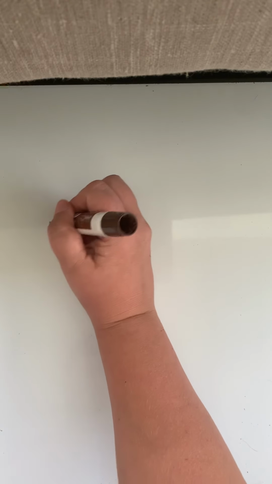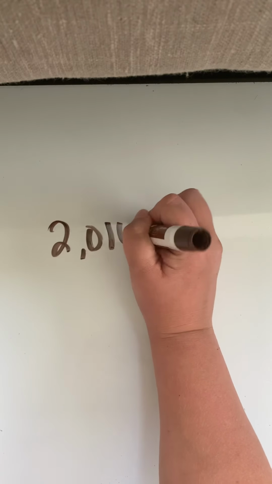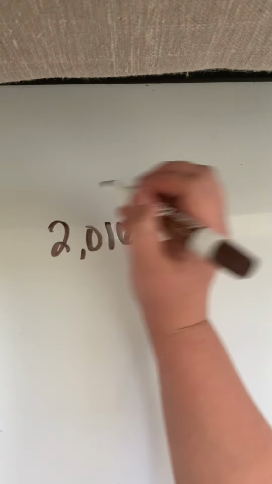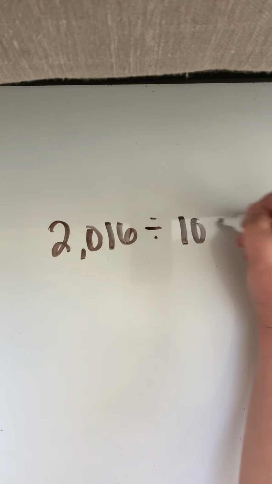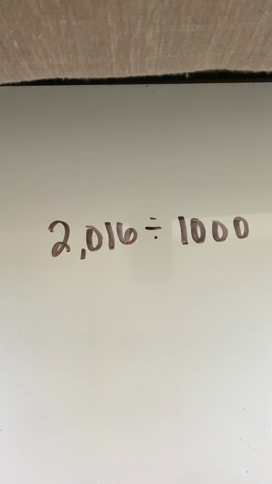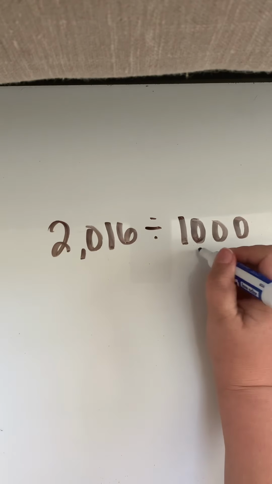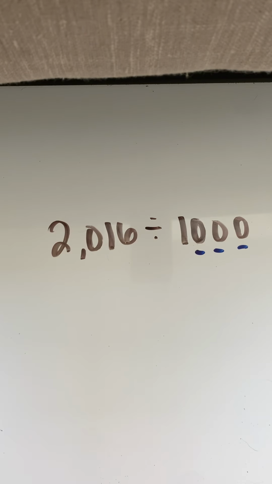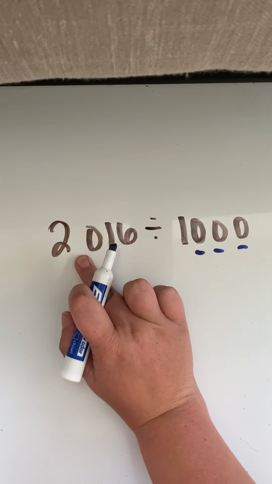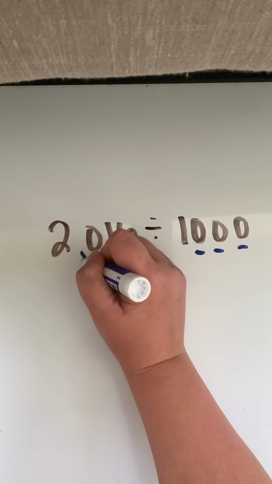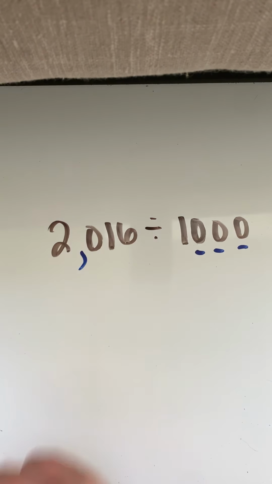So I had 2,016 divided by 1,000. Now I know that we had previously worked with 100, but you guys can do this. So let's go ahead and see. I have 1, 2, 3 zeros, so I'm going to be moving my decimal place over 3 times.